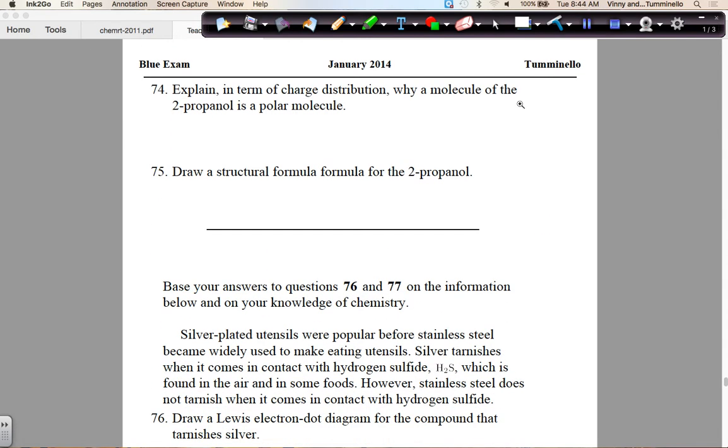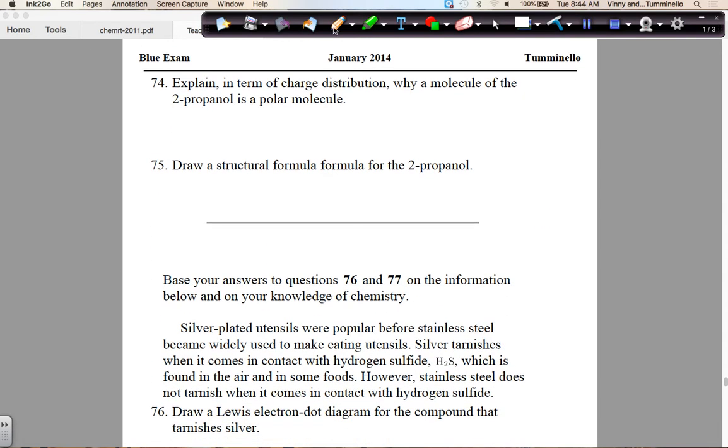For number 74, explain in terms of charge distribution why a molecule of 2-propanol is a polar molecule. Remember, we use the acronym MSNAP: molecules symmetrical is nonpolar, asymmetrical is polar, so the charge distribution is asymmetrical.